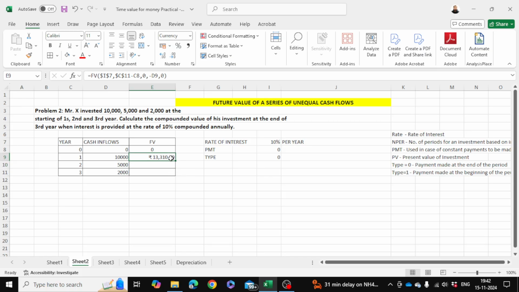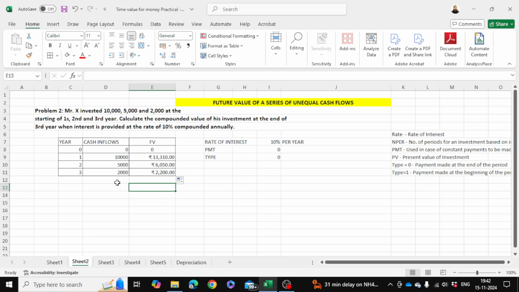right? So this is the future value you will be getting for 10,000 after 3 years. So now you will copy the formula. So 6,050 you will get for 5,000 because it is invested only for 2 years. You will get 2,200 because it is invested for 1 year only, right? So these are the future values.